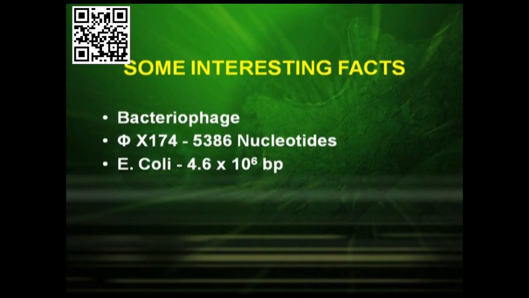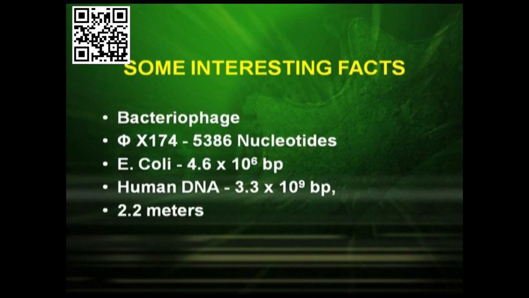And in E. coli, the DNA base pairs are 4.6 × 10^6. On the other hand, in human DNA, the base pairs are 3.3 × 10^9 base pairs. And the length of the DNA is 2.2 meters, whereas the size of the nucleus is only 10^-6 meters.